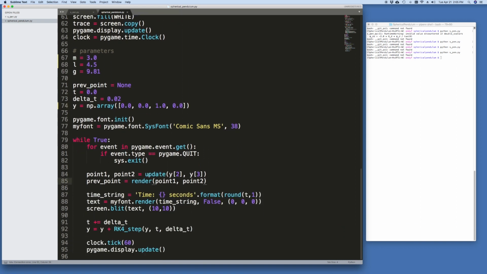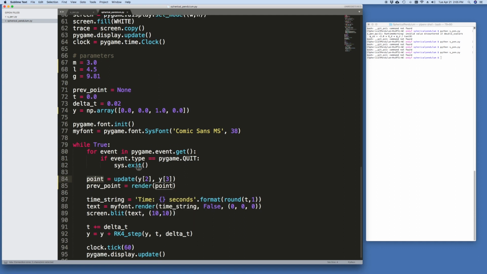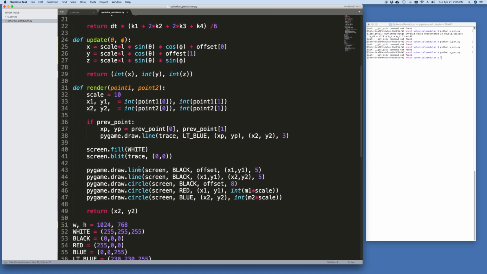So in the loop now, the update function is only returning 1 point, not 0.1 and 0.2. So I can just call that point. I'm then going to feed that point into the render routine, for plotting. All right, so the render routine is going to take this point, which is the point that the pendulum is at. It's an x, y, z coordinate. All right, let's see how that works.